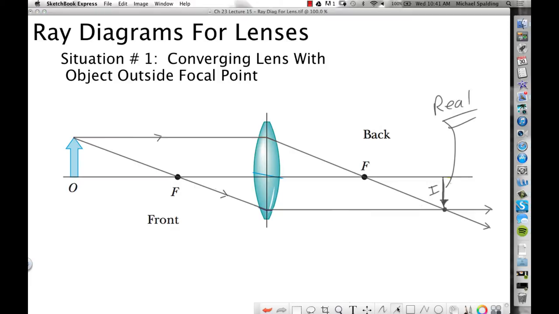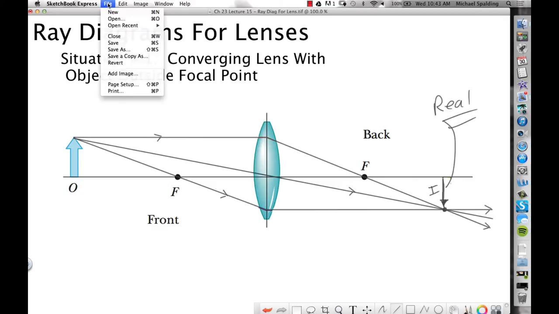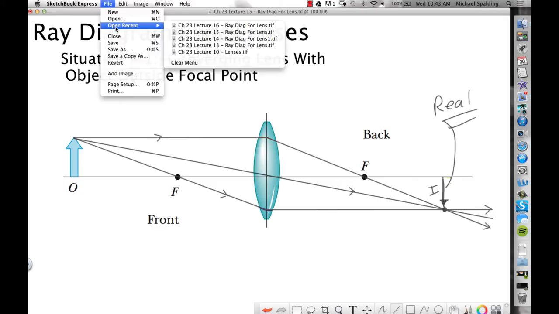Okay, the third ray is your check. Let's see if I did this well. So draw it straight through the center of the lens. Oh yeah. Doesn't get better than that. Whoever thought of this is genius. All right, so next situation. Any questions on this one before I go to the next one?